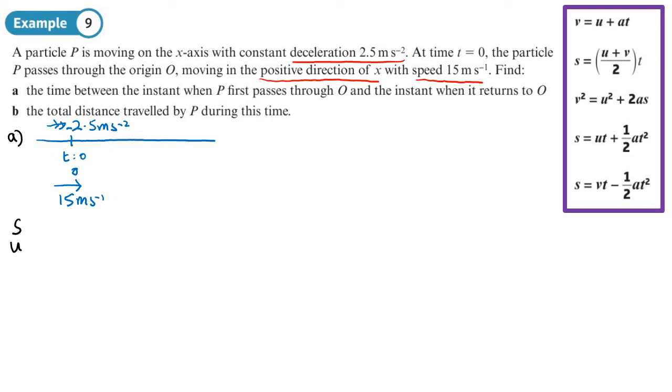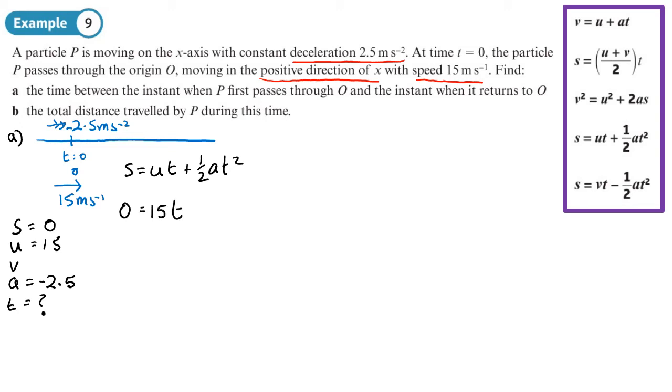So let's write down our SUVAT. So we want to find when it returns to the origin, when the displacement is 0. U is 15. We don't know what V is. A is -2.5. And T is what we want to find. So S equals UT plus half AT squared. So it's going to be 0 equals 15t plus half times -2.5 times t squared.